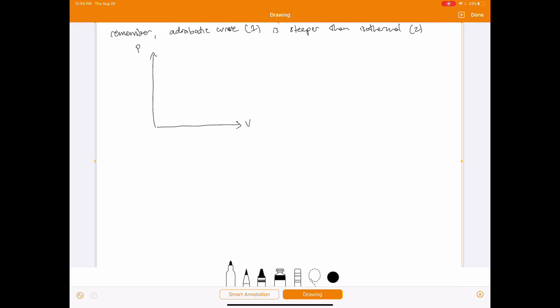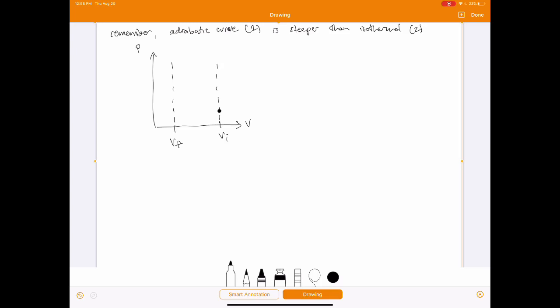And the important thing to remember is that we start the two curves at the same initial state over here. So this would be V initial. And they're going to end up at the same volume. But they're not going to end up at the same pressure because the curves don't have the same steepness.